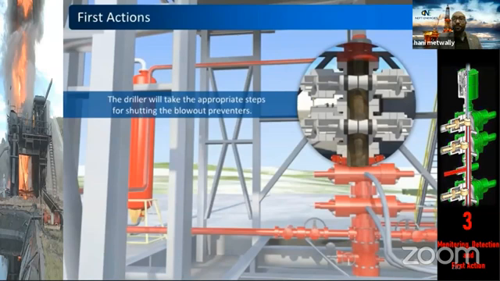Who will take the first action? This is very, very important. Now we have a problem. Who will take the first action? The first action will be from the driller. The driller has the authority to take the first action, to shut in the well at any time.